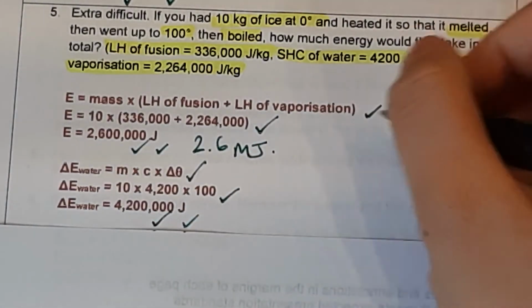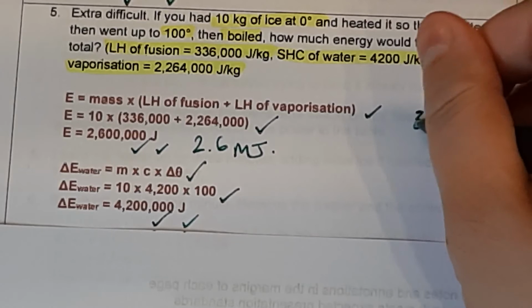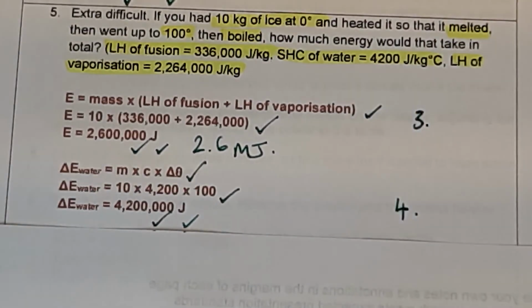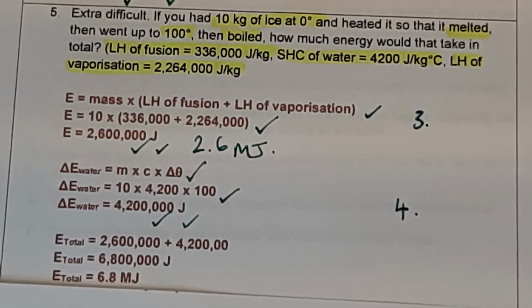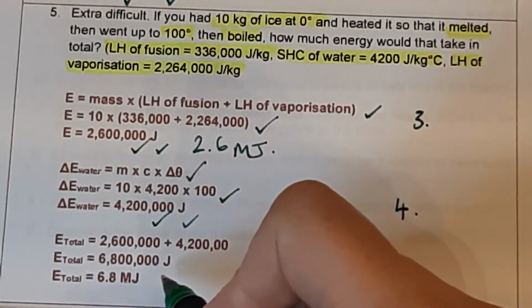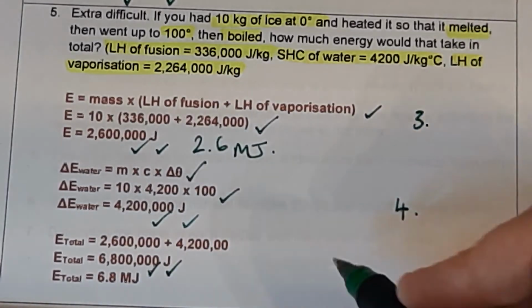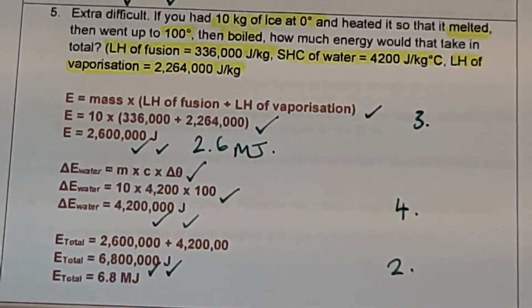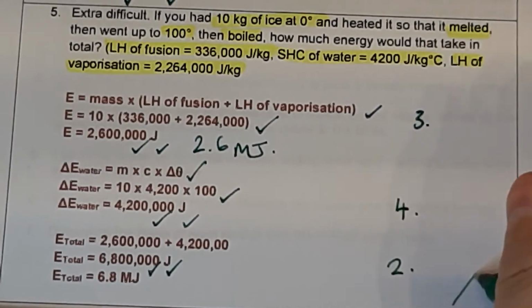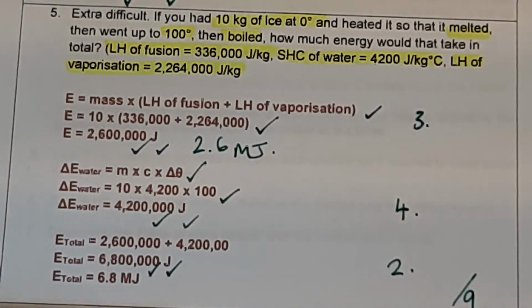So you've got 3 marks for this section and 4 marks for this section. So finally, we are going to add those 2 together, which is going to give us a total of 6.8 million joules, or 6.8 megajoules. There's another 2 marks here. So that is out of a total of 9 marks.